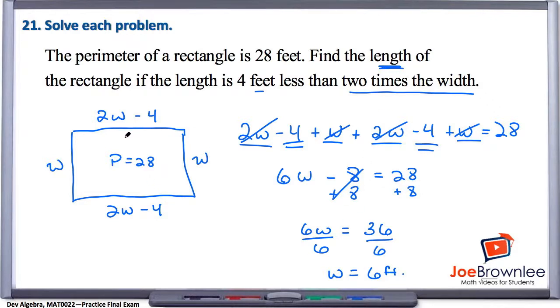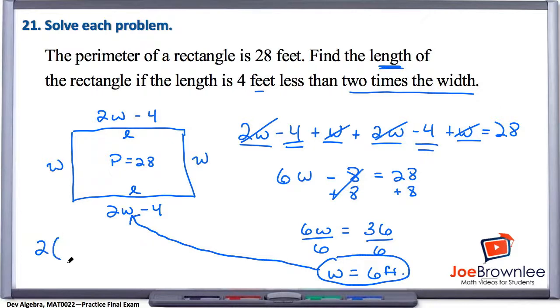Well, remember initially we had this side labeled as L, right? These were the lengths. So now that we know what W is, we can take this value of W, plug it in for W right here, and evaluate, and we'll know what the length is. So we're going to say 2 times W, but W is 6, minus 4. Well, 2 times 6 is 12. So we have 12 minus 4, and 12 minus 4 is 8. So our length for this rectangle is 8 feet.